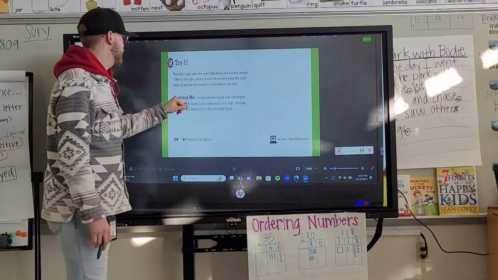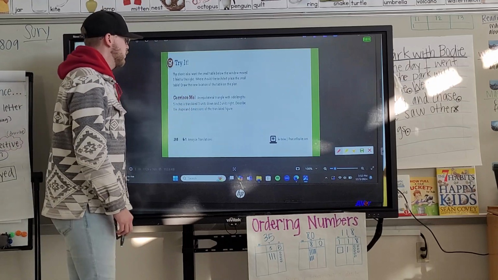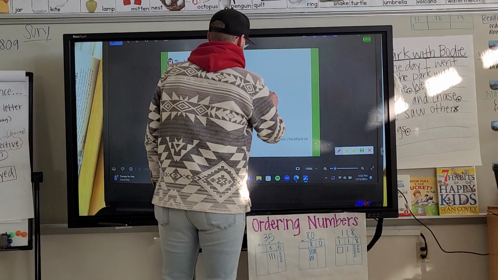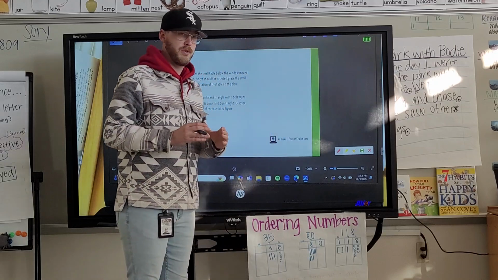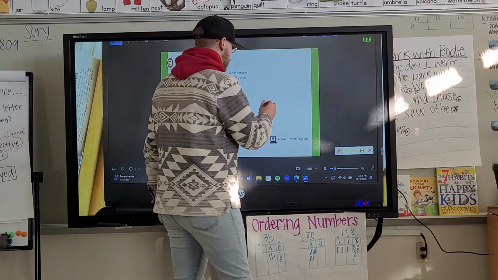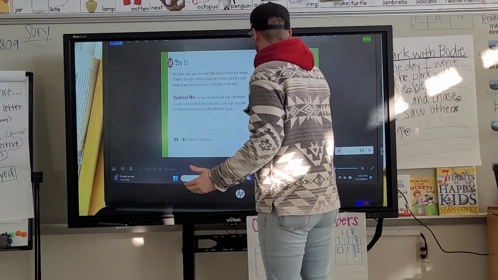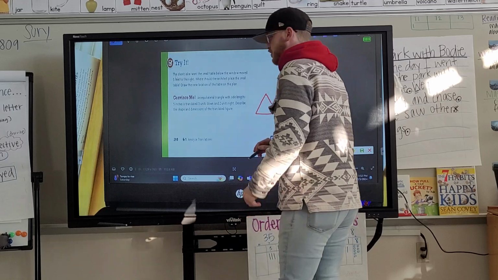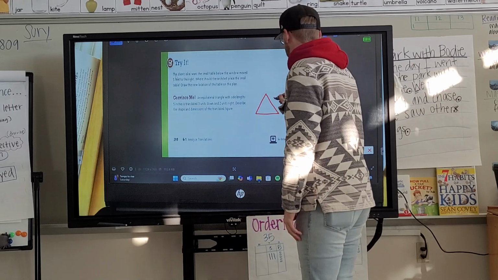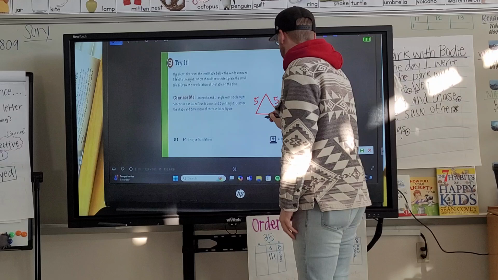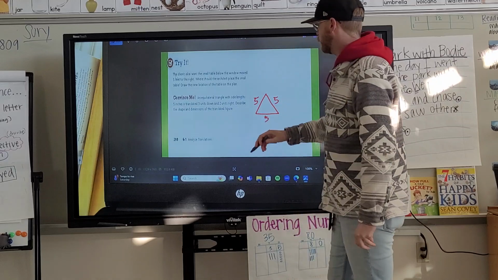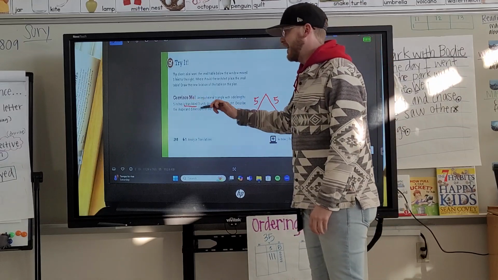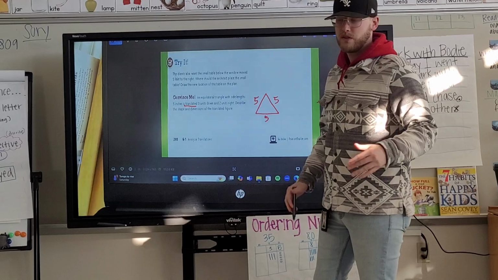It gives me an equilateral triangle with side lengths 5 inches. So an equilateral triangle, we know all the sides are the same. So if one of the sides of the triangle is 5 inches, that means the rest of the sides of the triangle will be 5 inches. So 5 here, 5 here, 5 here. They say they translate it. They're not transforming it, they're just translating it.